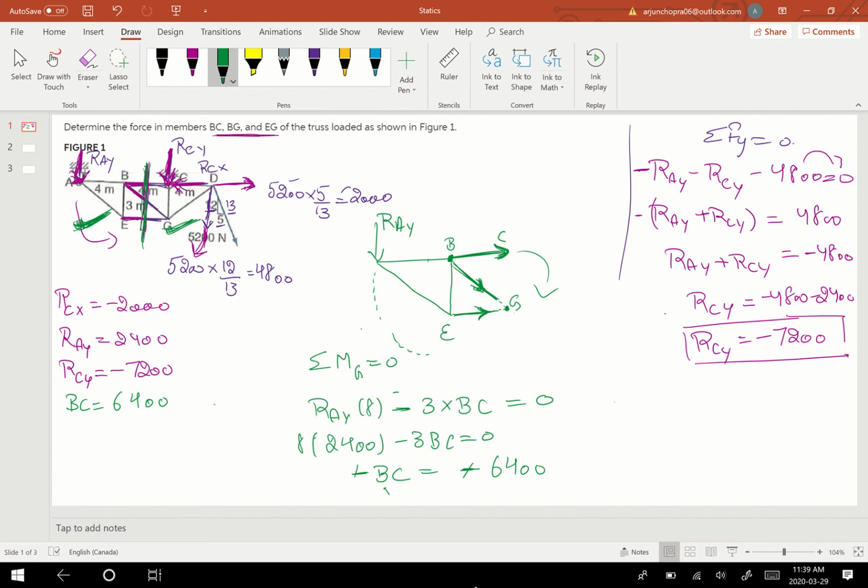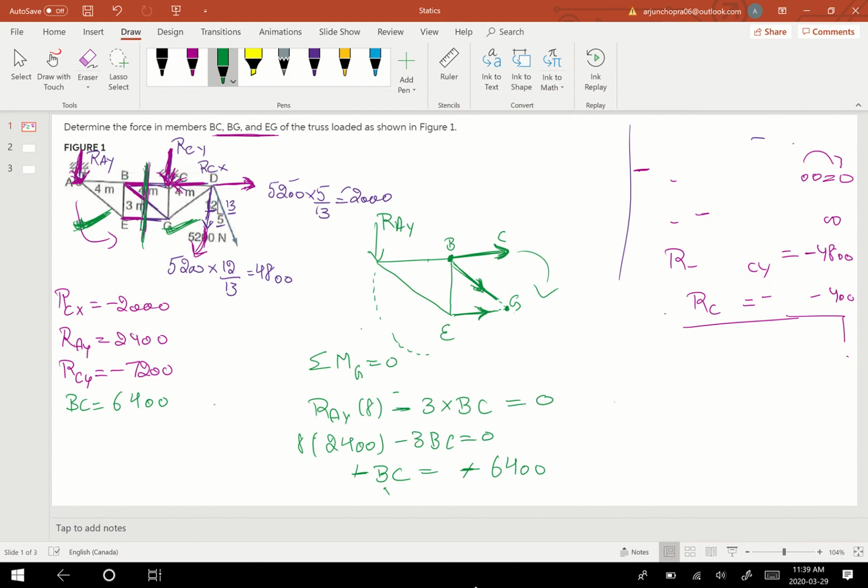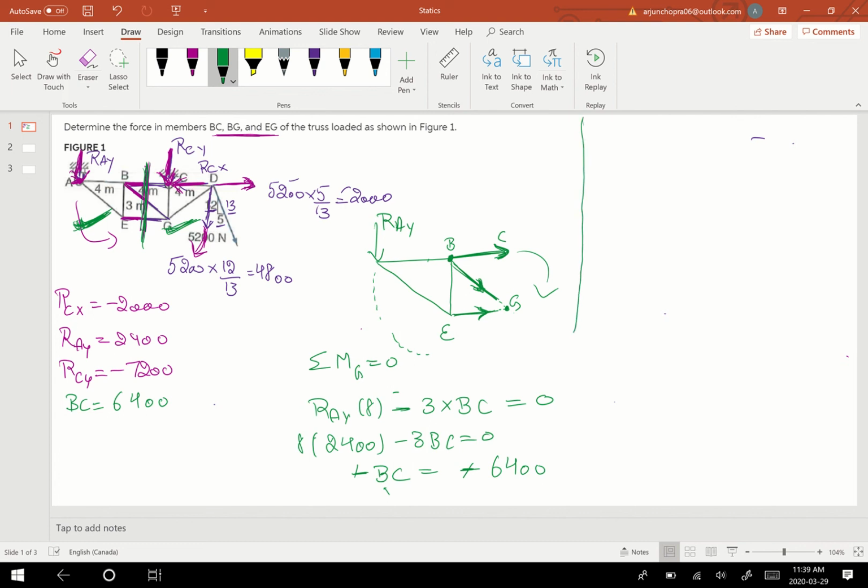Now what I'm going to do is try to find the forces in the remaining members. I don't know why I keep calling it the load, because usually it's not given in newtons, so that's why. And now let's find the force in members BG and EG.